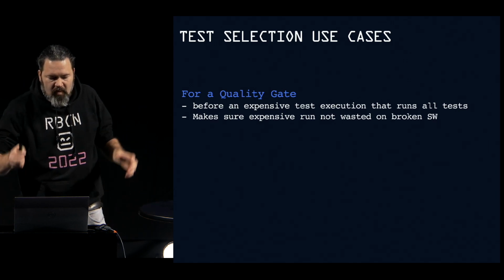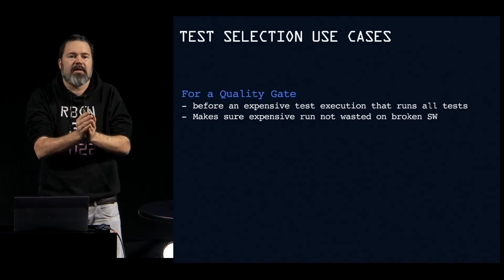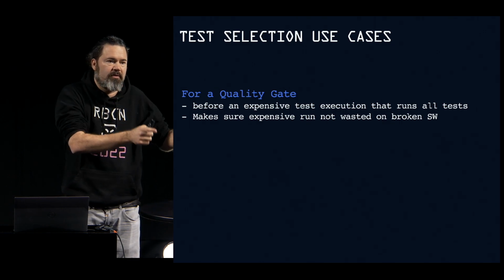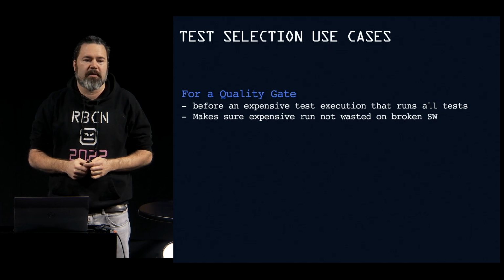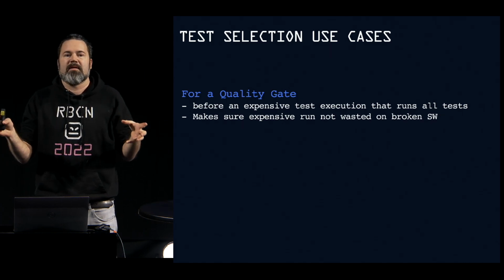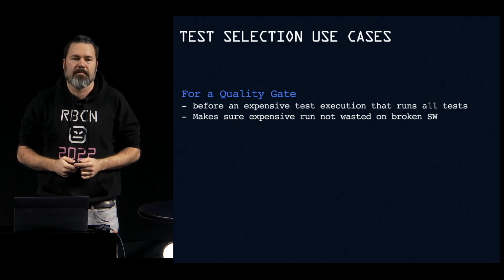And what teams that have these test runs usually do is have a quality gate to make sure that the software is good enough to be allowed to run on the expensive test run. And test selection can be used to optimize the acceptance test suite or smoke test suite to use to quality gate this expensive test run.